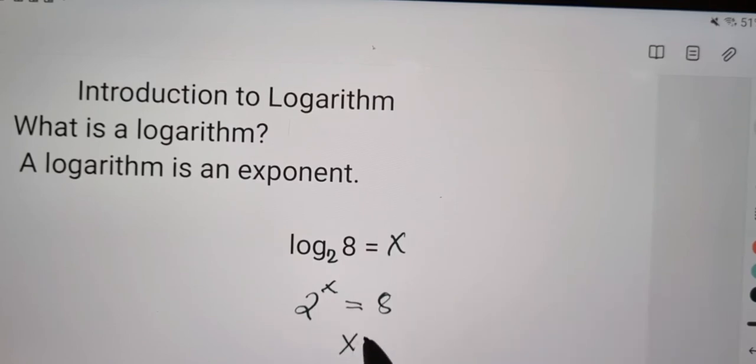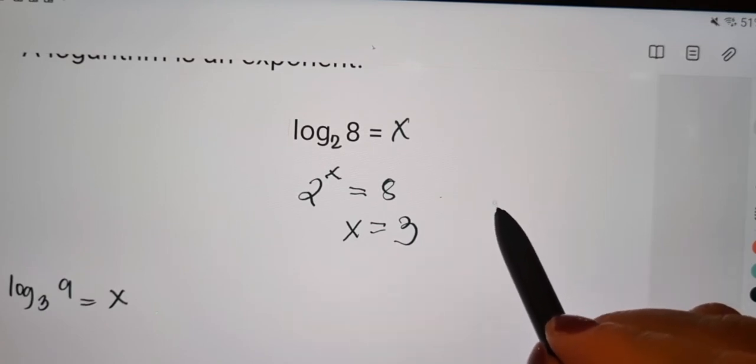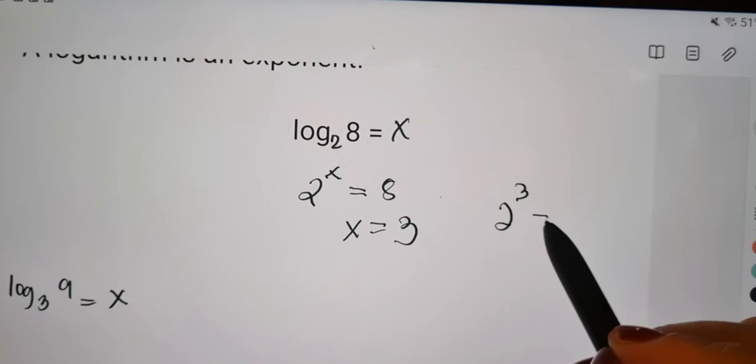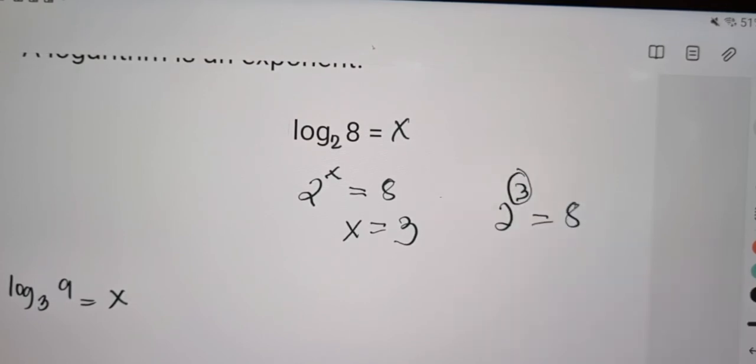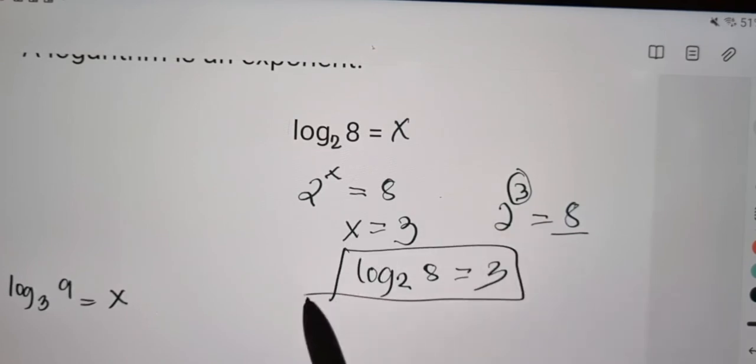And what is the value of x? X is equal to 3. Bakit? Because 2 raised to 3 is equal to 8. Ito ang hinahanap natin. Ano daw magiging exponent ng base natin na 2 para ang sagot ay magiging 8? So now, we can say that log base 2 of 8 is equal to 3. So that's the answer.